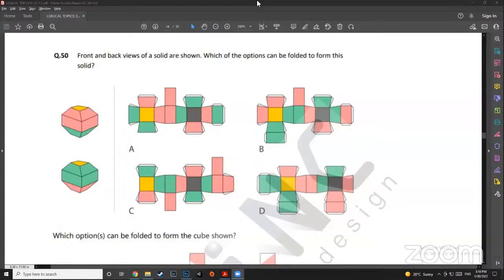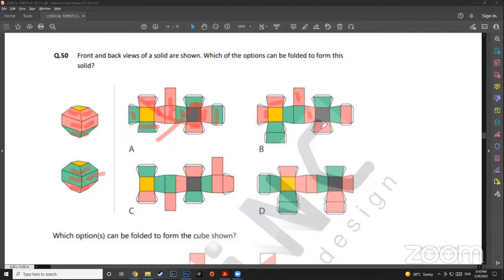Your first approach can be to just count the number of pink and green faces. How many pink are there? 1, 2, 3, 4, 5, and 6. How many green are there? 1, 2, 3, 4, 5, and 6. First of all, let us look at the options which don't have 6 and 6. Option A has only 5 green, so option A gets eliminated.